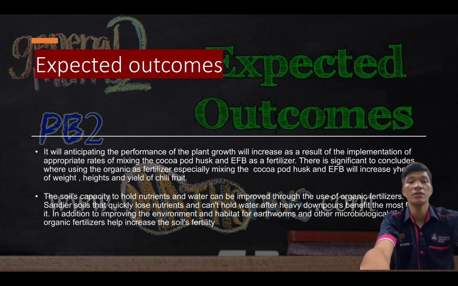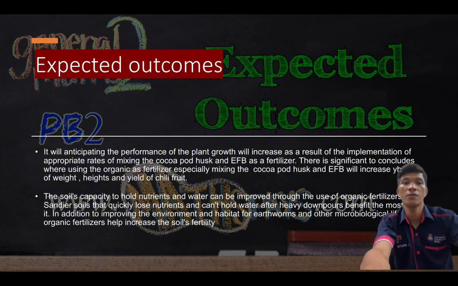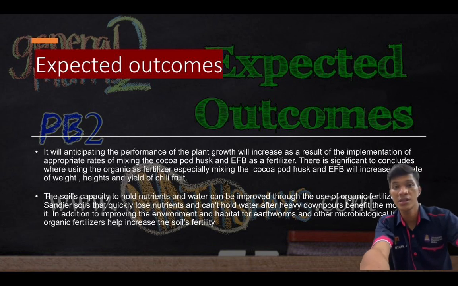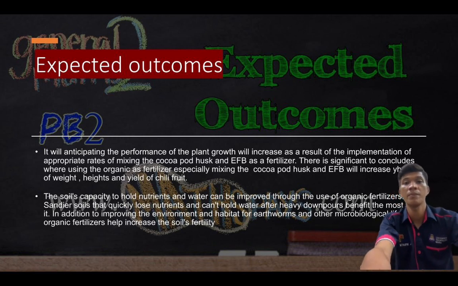Next, the soil capacity to hold nutrients and water can be improved through the use of organic fertilizer. Sandier soil that quickly loses nutrients and cannot hold water after a heavy downpour benefits the most from it. In addition to improving the environment and habitat for earthworms and other microbiological life, organic fertilizer has increased soil fertility.